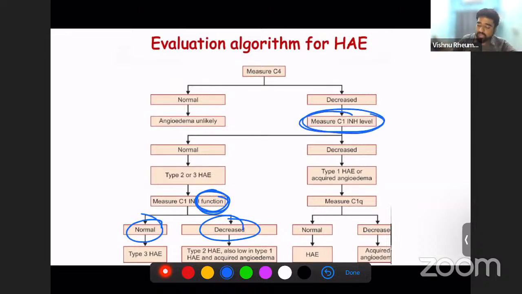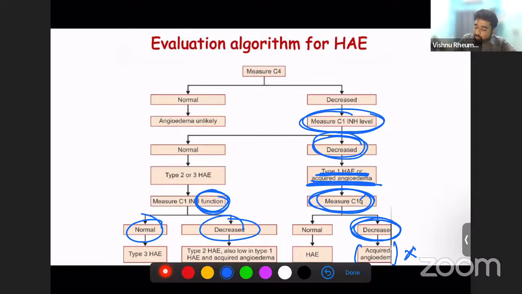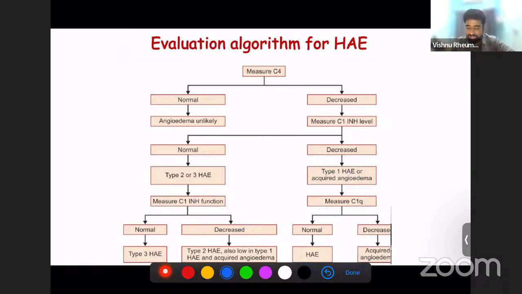Then you also see C1 esterase inhibitor levels to be decreased. That is your type 1 hereditary angioedema, or here I add on another thing, that is acquired angioedema. You don't need to get into this, but if at all you are seeing acquired angioedema, this is usually something like SLE that causes acquired angioedema via C1q and increased C4 activation, etc. Here you measure C1q levels. So if C1q levels are increased, that is acquired angioedema. If C1q levels are normal, then it is hereditary angioedema, as simple as that.